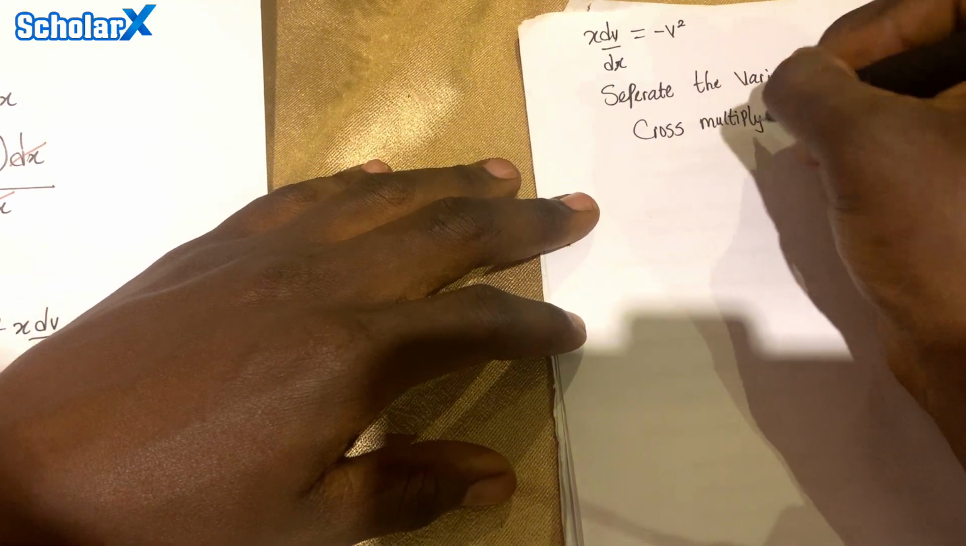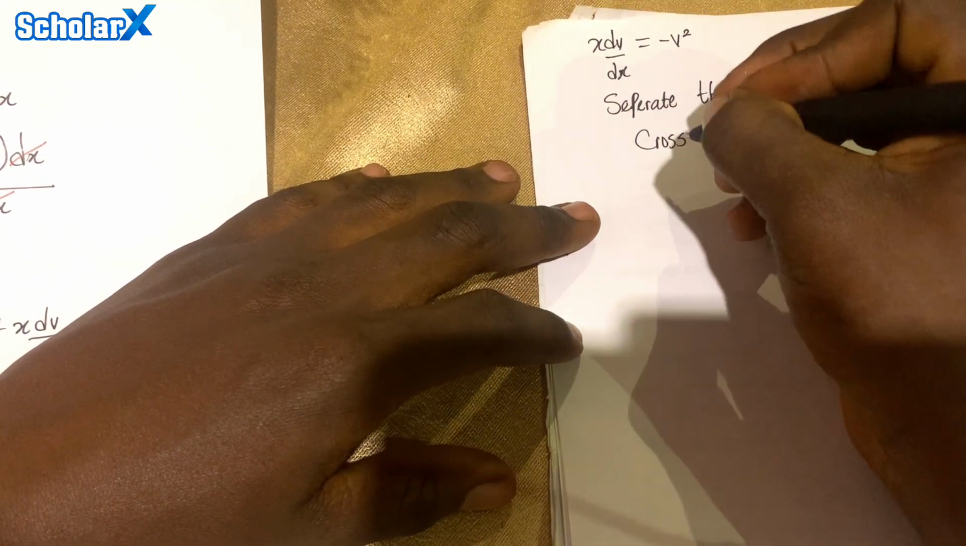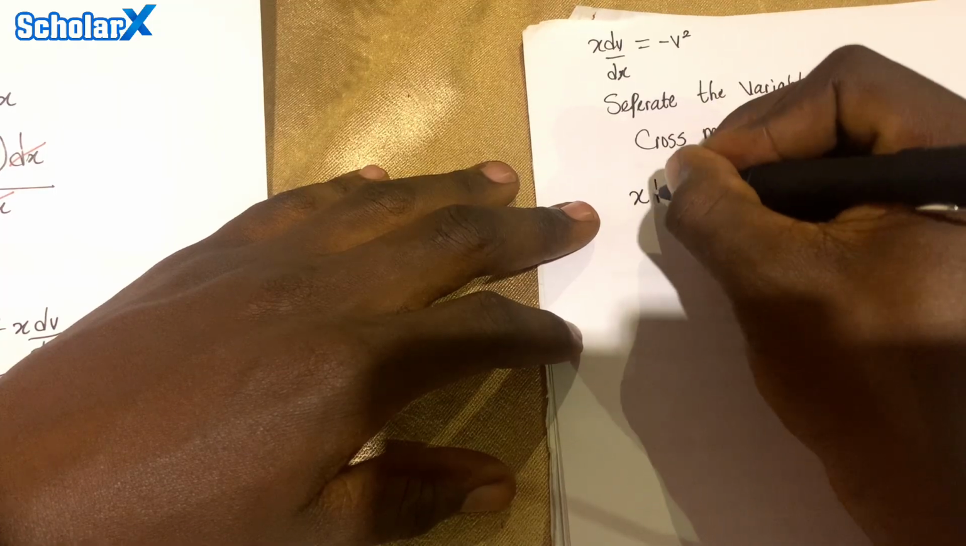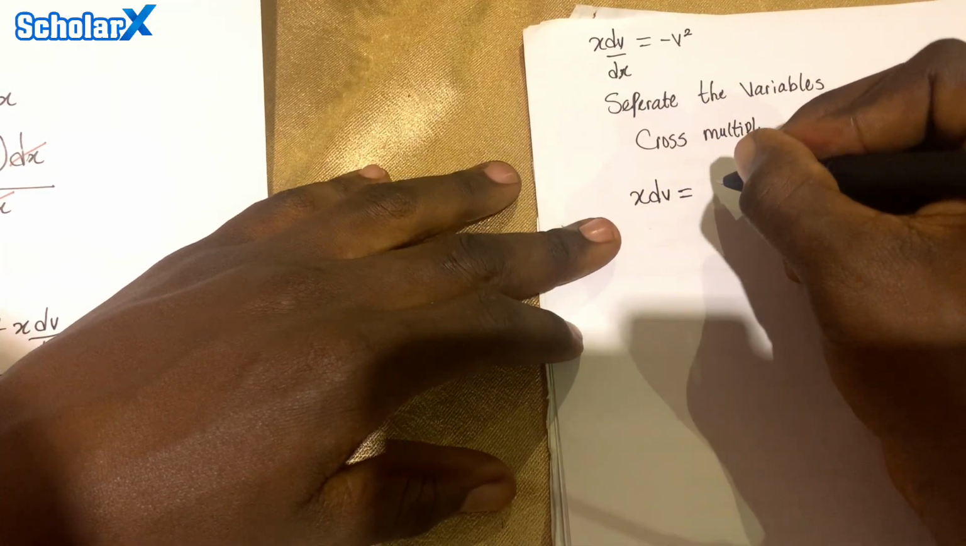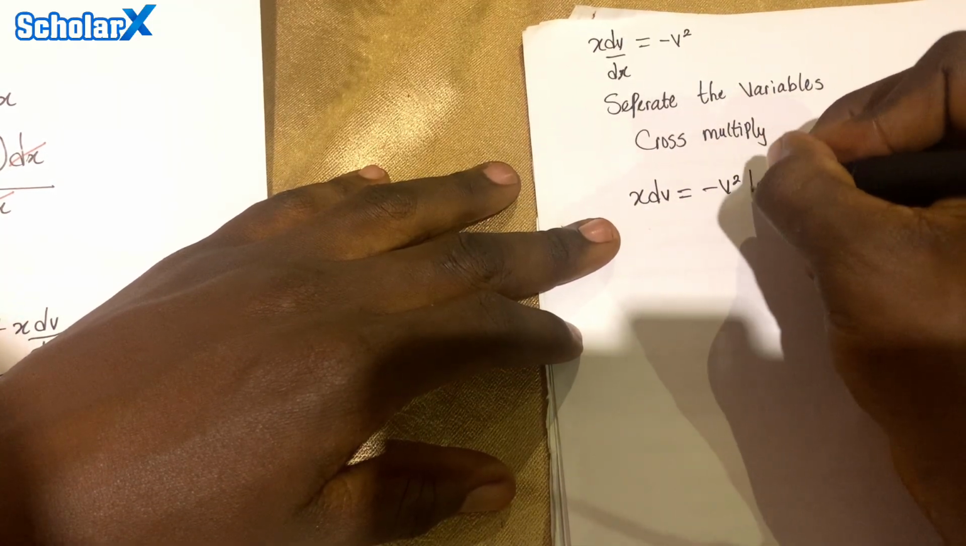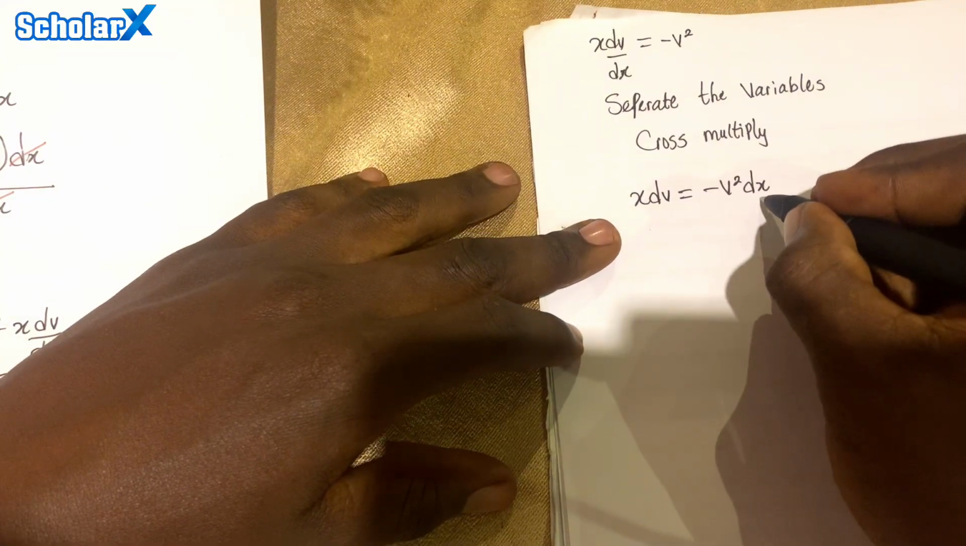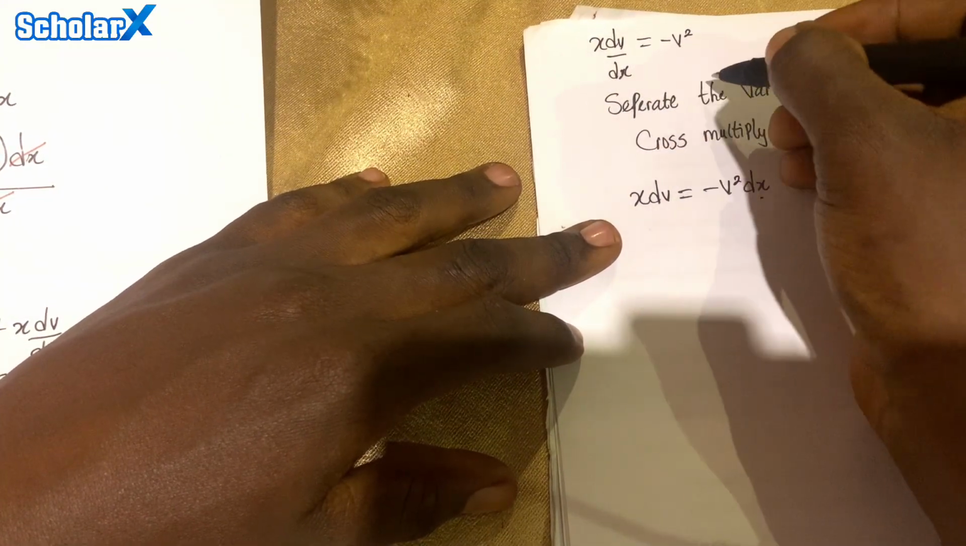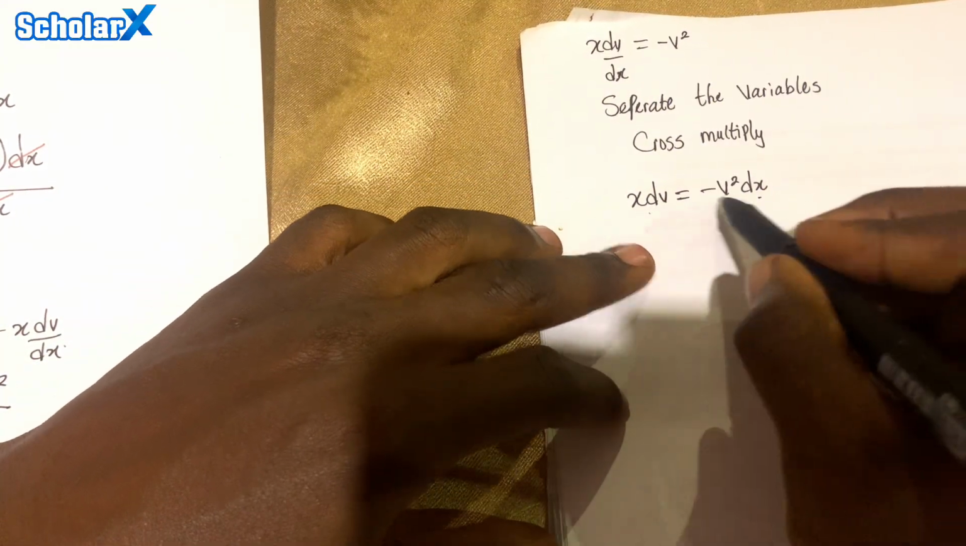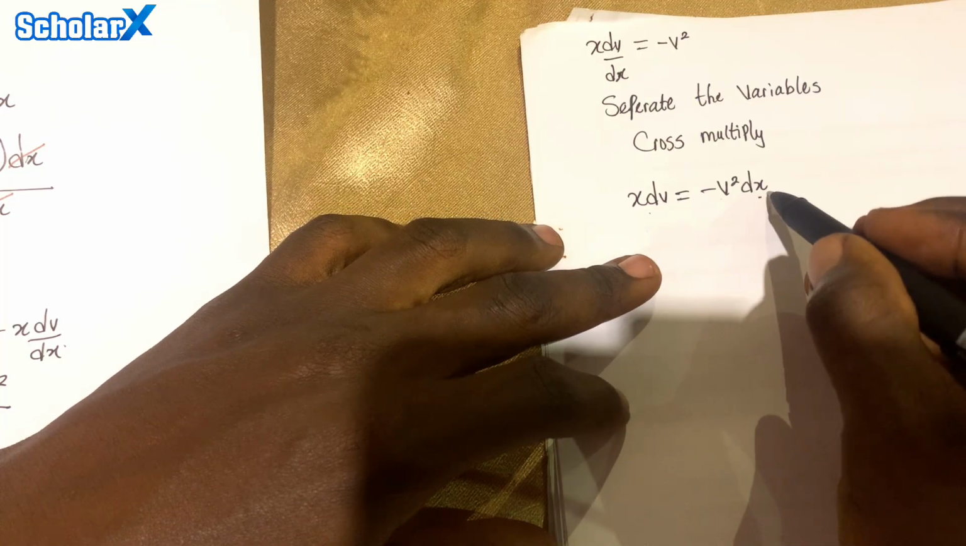All right, let's cross multiply. So when we cross multiply, it becomes what? x dv is equal to minus v squared dx. Now dx is here. We cross multiplied. Now you have x dv here, and you have minus v squared dx here.